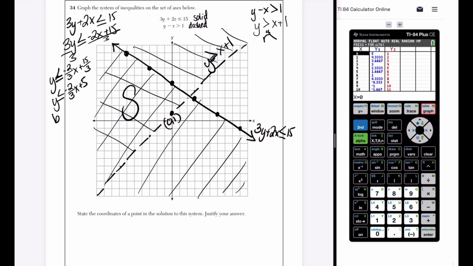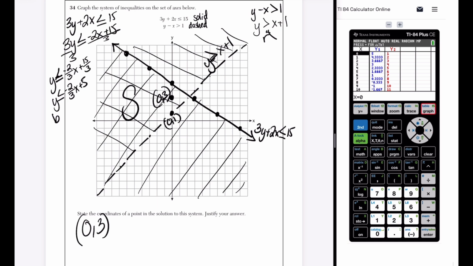All right, and then the second part says state the coordinates of a point that is in the solution. So I just have to pick anything that's in here, any point that's in there. So I'm just gonna randomly choose, let's choose this point here as a solution, which is 0, 1, 2, 3 as a solution. So they just said any point. So there are multiple answers for this one. I just had to choose anything that fit.